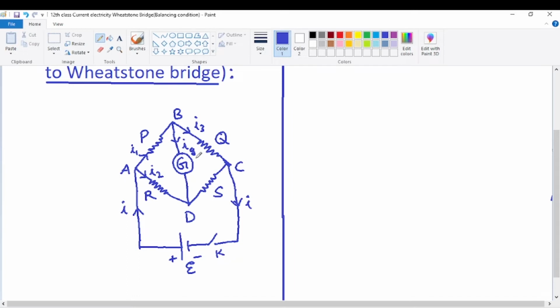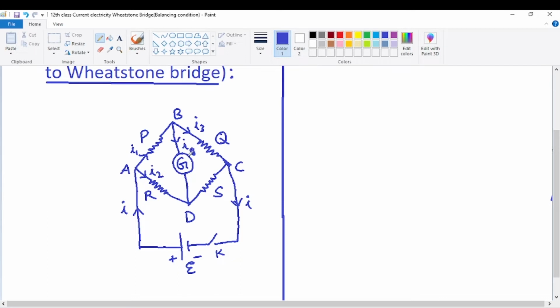Actually, it will not come into any of the equations. Even the currents will not appear. Only the resistances P, Q, R and S will come into the balancing condition. But a very important role is played by the galvanometer, and that is what gives the name balancing condition. So what is the importance of the current in the galvanometer? It comes in the next step.